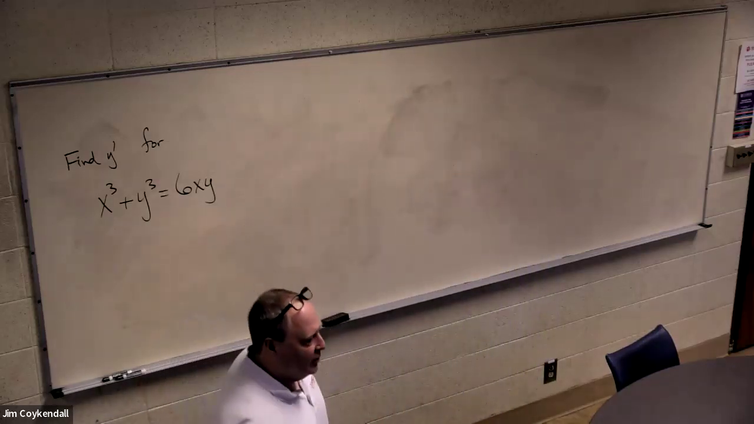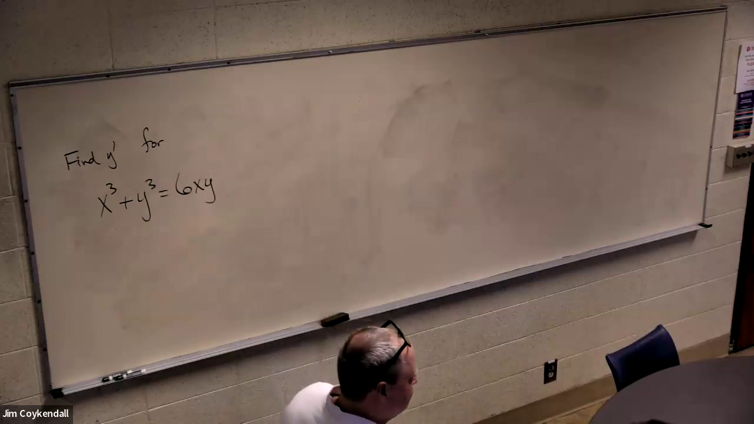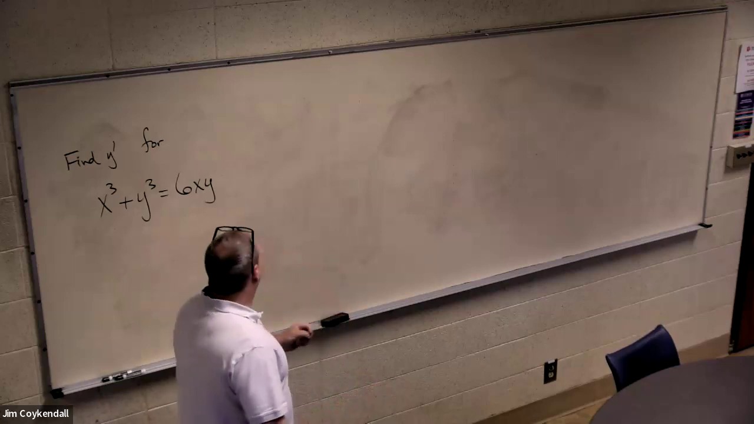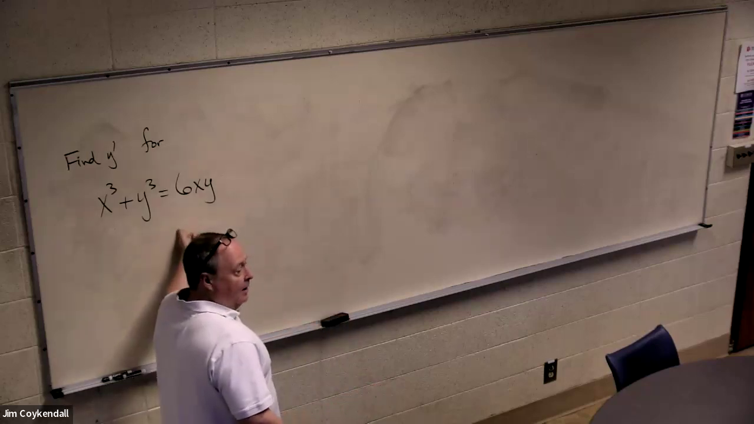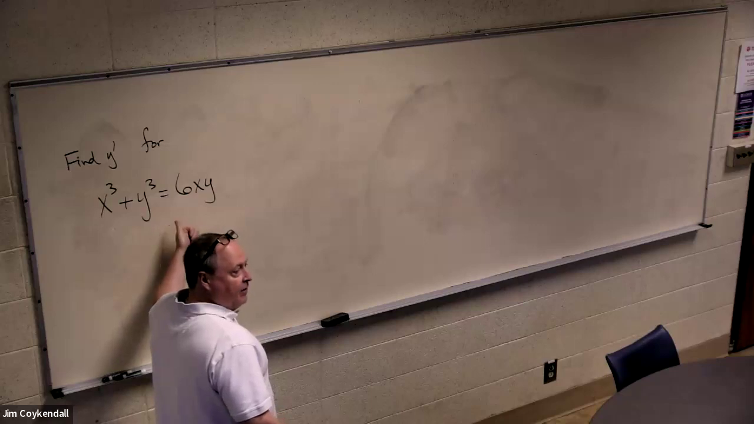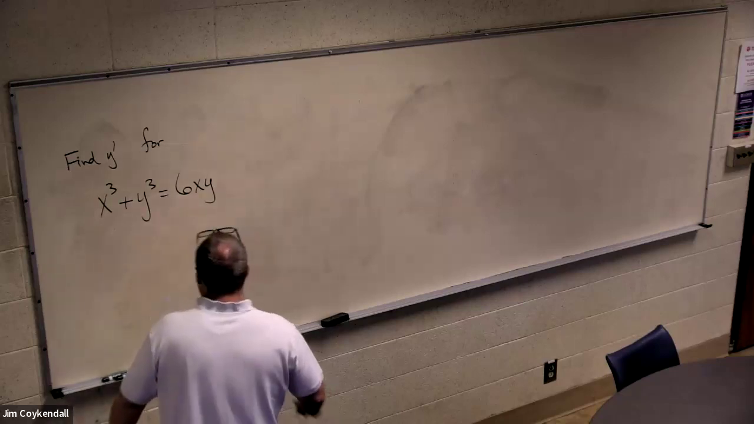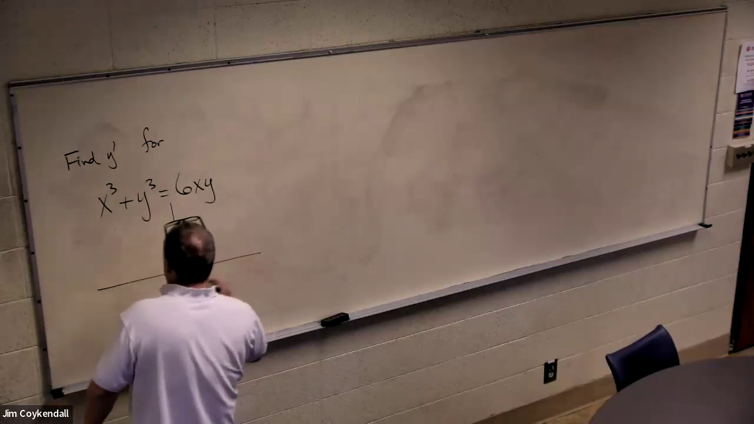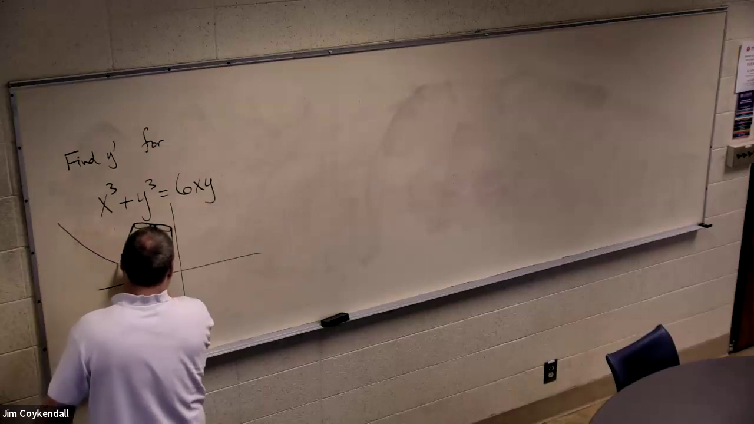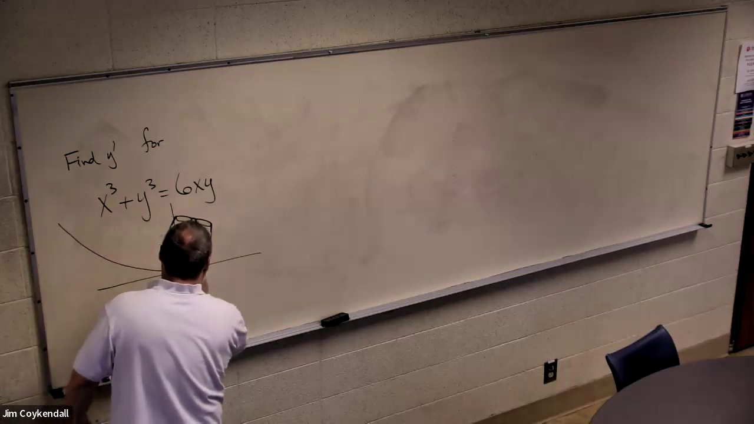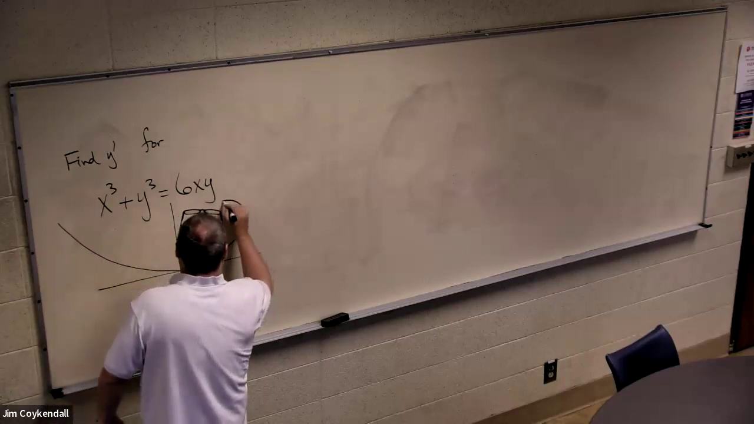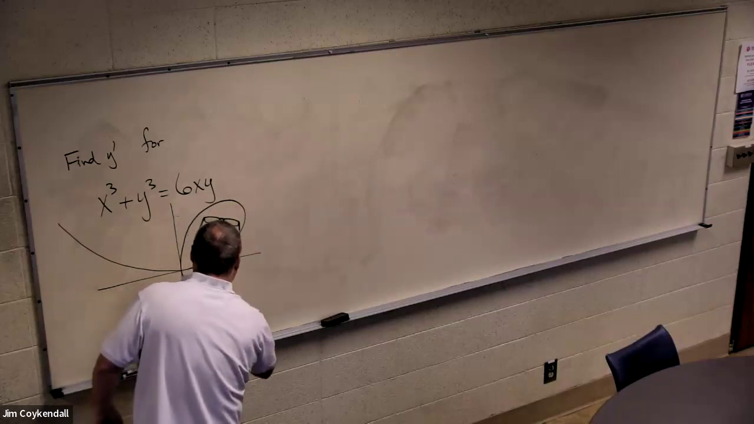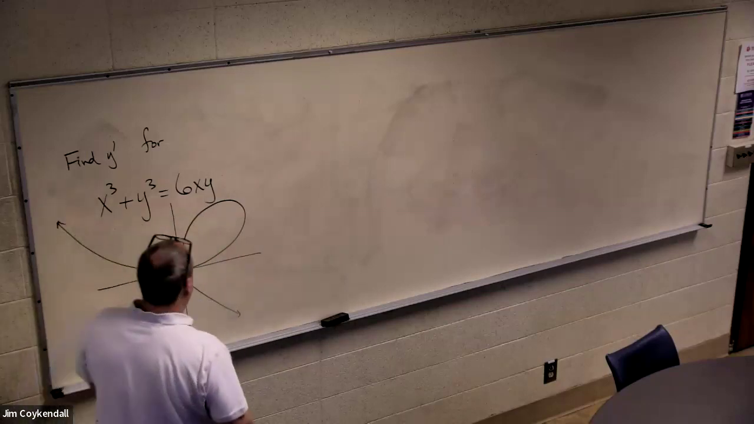Anybody know what this curve looks like? It's not trivial. When you get to 1080, part of what you do, parametric stuff, will allow you to figure out exactly what this looks like. I could just tell you for now, it's very pretty. It looks like a little bow. That's what this looks like.